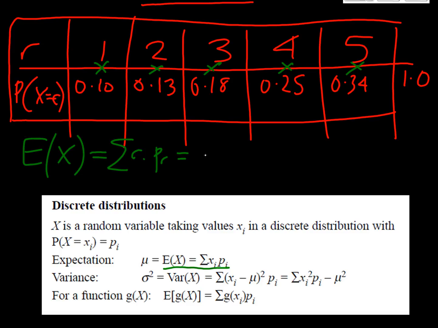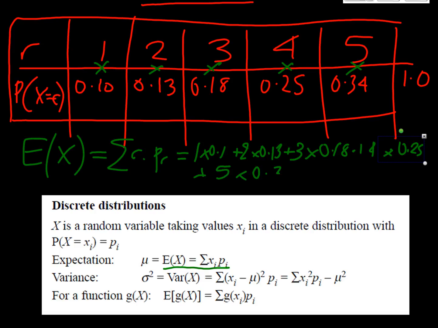So we'd have 1 times 0.1 plus 2 times 0.13 plus 3 times 0.18 plus 4 times 0.25 plus 5 times 0.34, which would give us an average of 3.6.